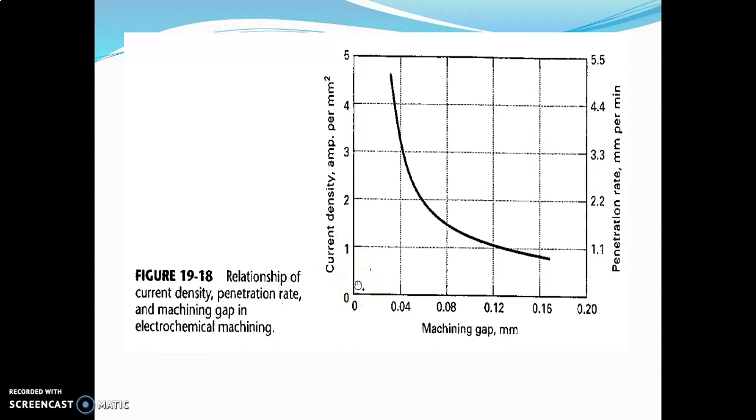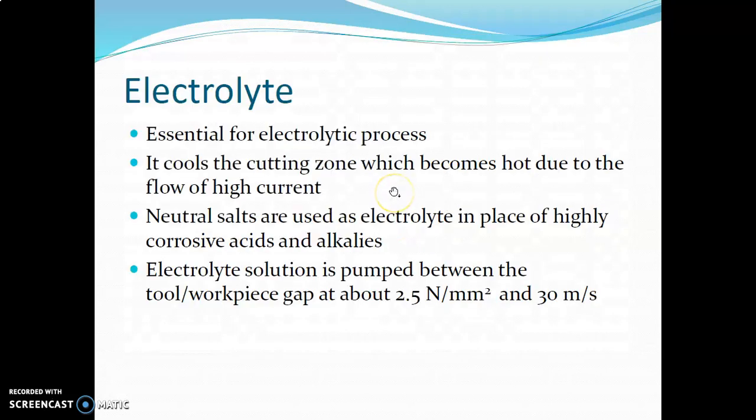So you can refer to this graph between current density and machining gap. As you can see, as the machining gap increases, the current density decreases. So as we keep the minimum distance, it will produce a high current density per unit area. From that you can also define the penetration rate, material removal rate, and even the machining quality from this graph.